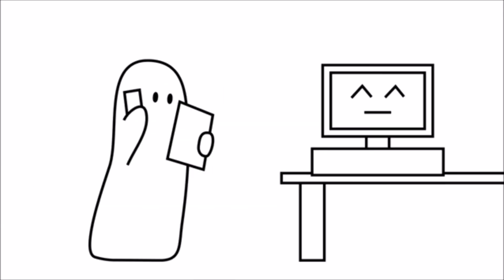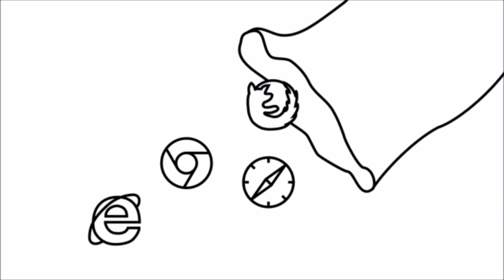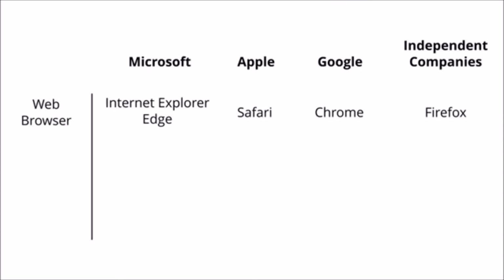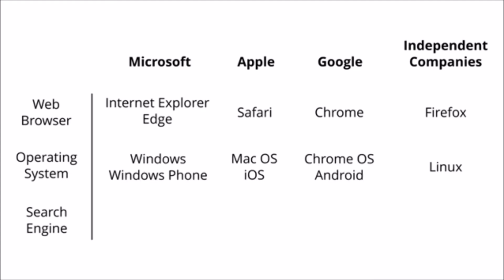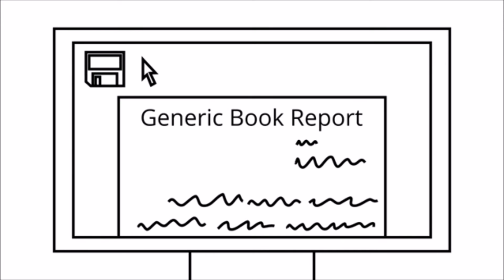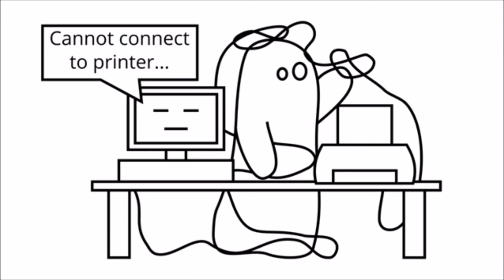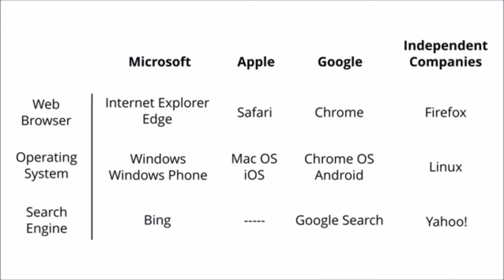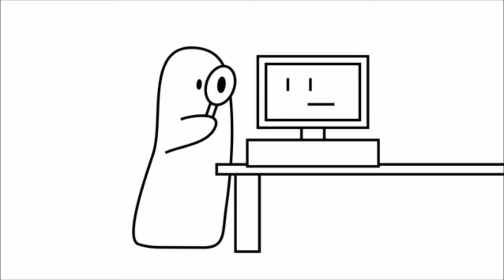A web browser is a program on your computer, tablet, or smartphone that allows you to view websites. Some common web browsers are Internet Explorer, Safari, Chrome, and Firefox. Because web browsers are often produced by the same companies that produce operating systems and search engines, it is easy to confuse the three. An operating system like Windows, Mac OS, Linux, or Android is the software that is built into a computer or mobile device that allows the user to access programs, save files, and communicate with the device's hardware. A search engine like Google Search or Bing is a website that helps users find the information they need on the World Wide Web.